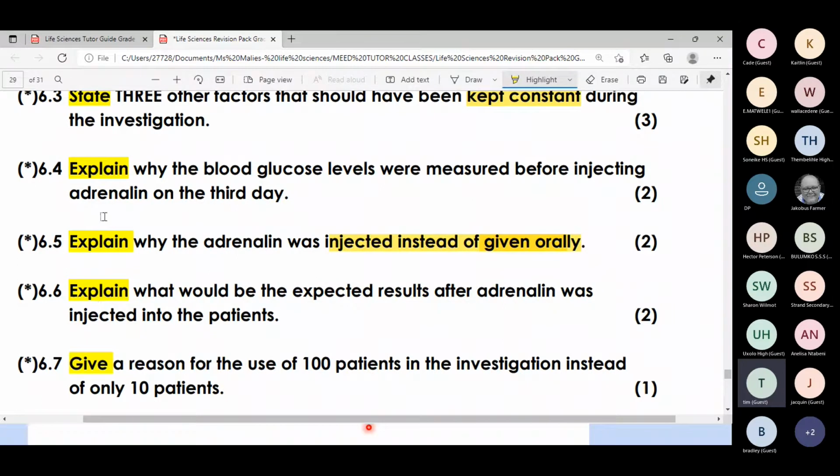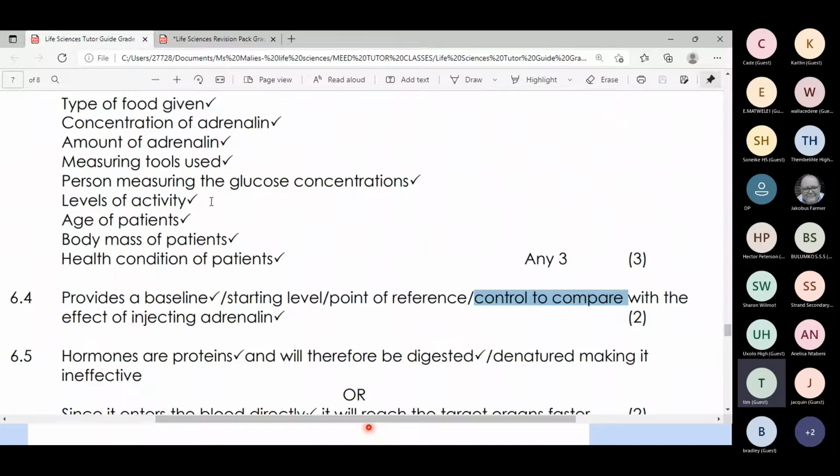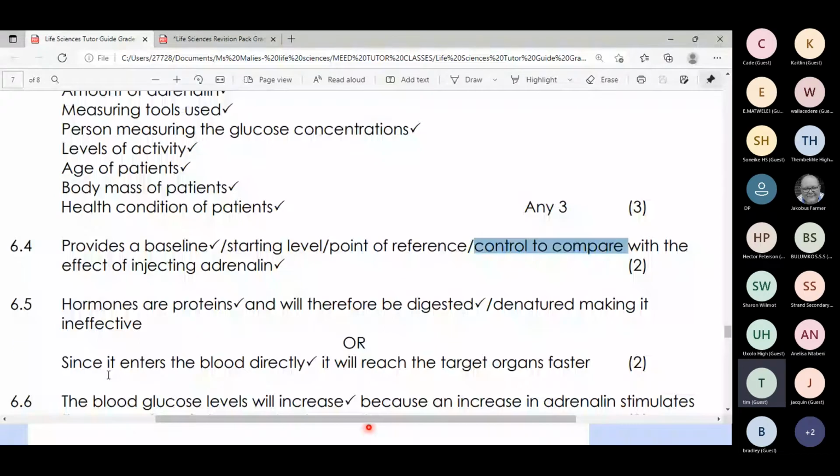6.5. Explain why the adrenaline was injected instead of given orally. Hormones are proteins. Remember in the slide that I spoke about hormones are proteins and will therefore be digested, making it ineffective. And or since it enters the blood directly, it will reach the target organs faster. I like the second one. We spoke about hormones are secreted in the bloodstream directly.